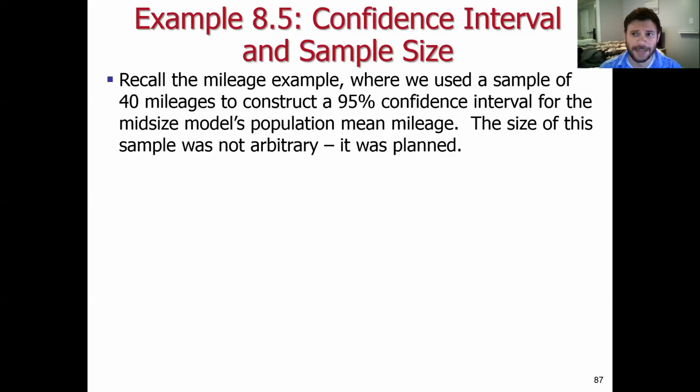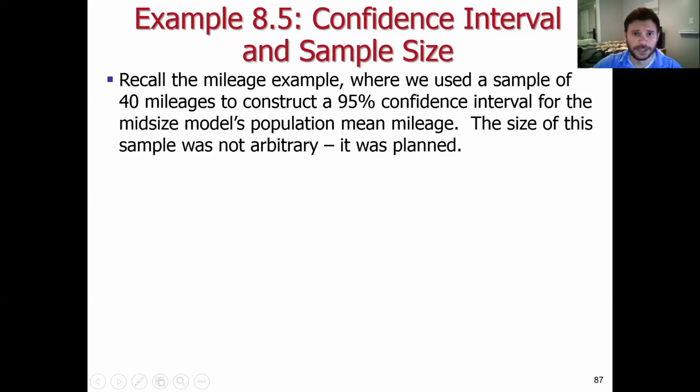In this example, the automaker had used a sample size of 40 to construct a 95% interval for the population mean mileage for these mid-size car models. I'm going to show you where we got that sample size from. So we're going to back up for a minute.